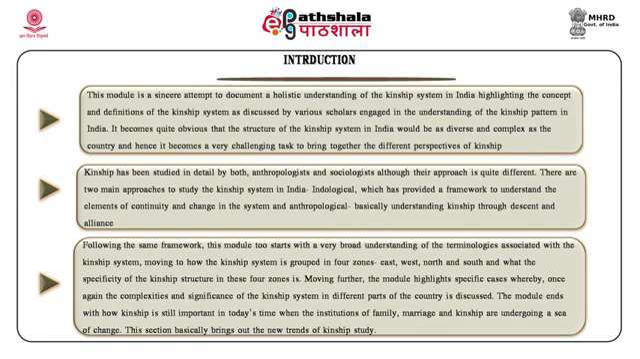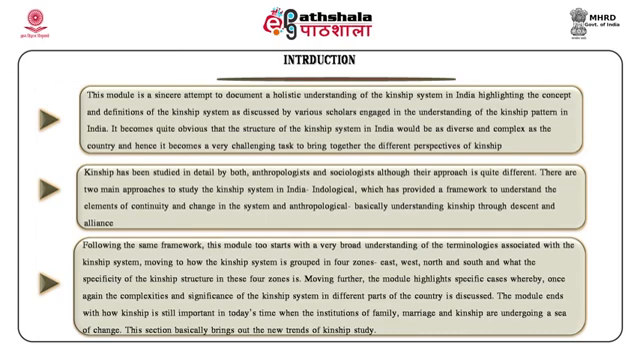Kinship has been studied in detail by both anthropologists and sociologists, although the approach is quite different. There are two main approaches to the study of kinship system in India: Indological, which has provided a framework to understand the elements of continuity and change in the system, and anthropological, basically understanding kinship through descent and alliance. Following the same framework, this module starts with a very broad understanding of the kinship terminologies associated with the kinship system, moving to how the kinship system is grouped in 4 zones: east, west, north and south, and what the specificity of the kinship structure in these 4 zones is.